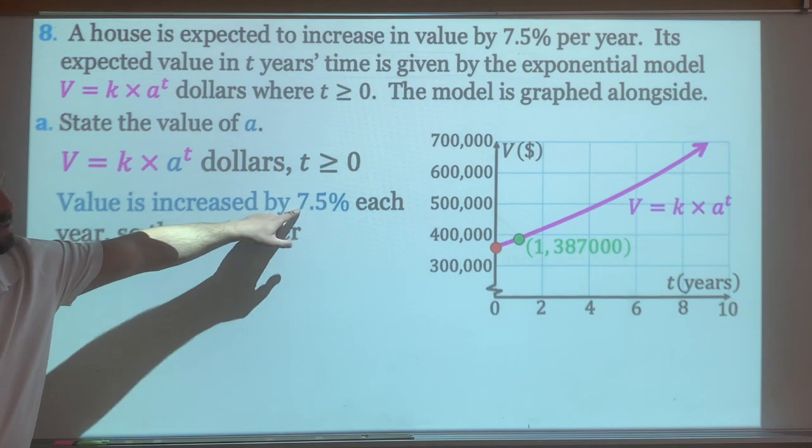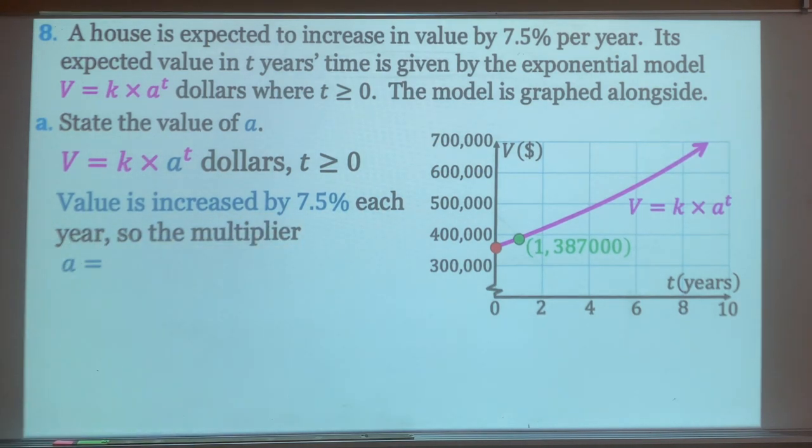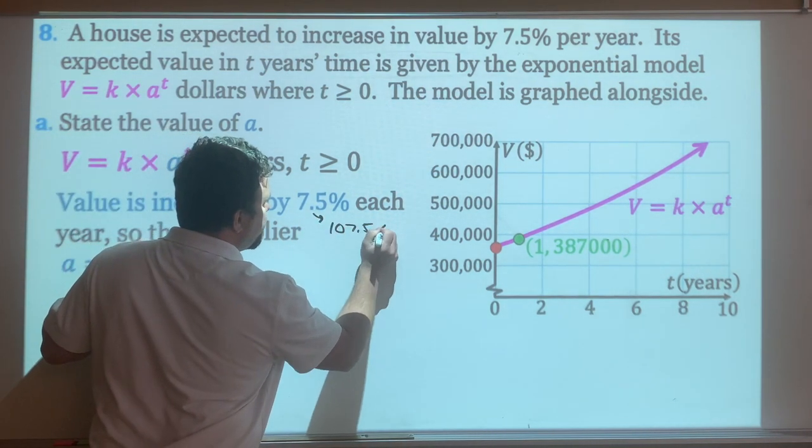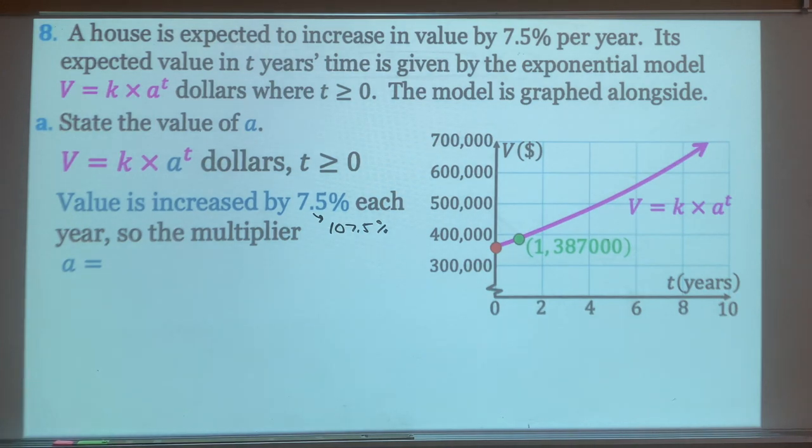Not 0.075, but since it's increasing, it's going to be 100 plus that, right? Because it's increasing by 7.5% every year, that means it's going up to 107.5% every year. So we just convert that to a decimal and you get 1.075. So our V is K times 1.075 to the T. Right. All good?